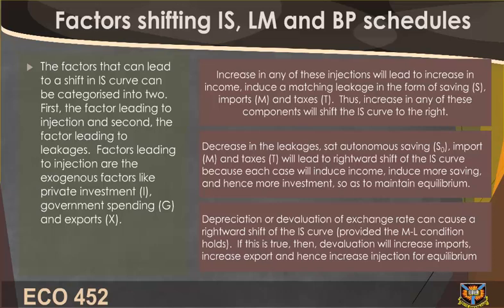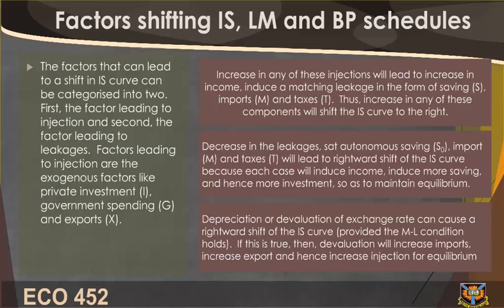Increase in any of these injections will lead to an increase in income, inducing a matching leakage in the form of saving S, imports M, and taxes T. Thus, an increase in any of these components will shift the IS curve to the right. A decrease in the leakages, autonomous savings S0, imports M, and taxes T will lead to a rightward shift of the IS curve, because each case will induce income, induce more saving, and hence more investment so as to maintain equilibrium.